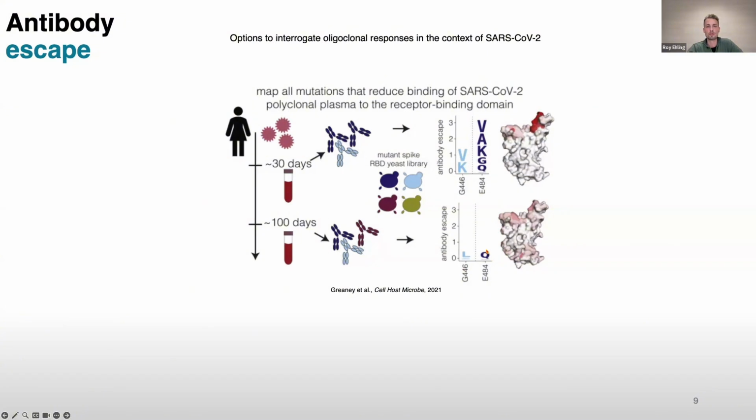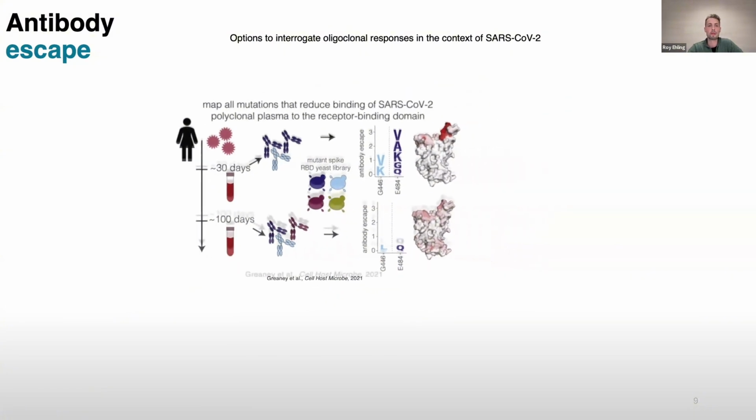But one drawback of this approach is that it's really tough to deconvolute which RBD binding antibodies are escaped by which mutation. So there's not really any matchup. You can't deconvolute this unless you go back to doing proteomics and mass spec.